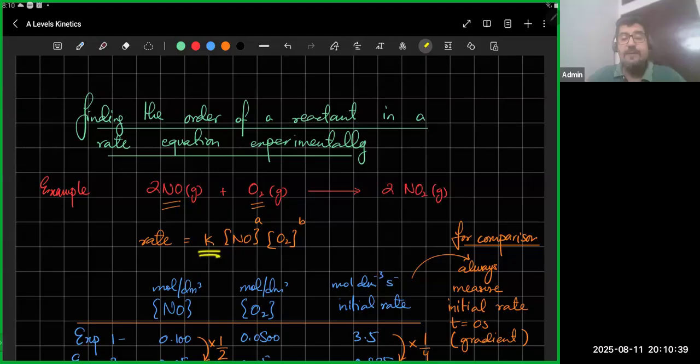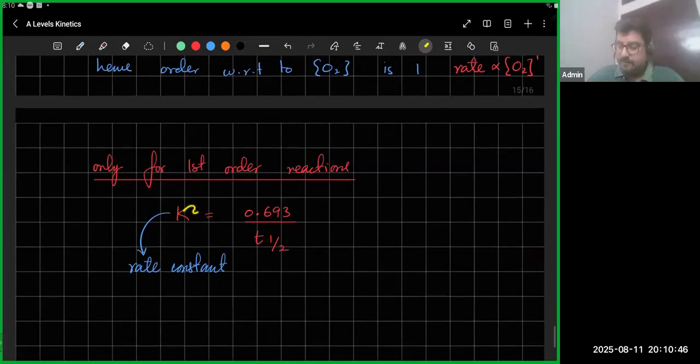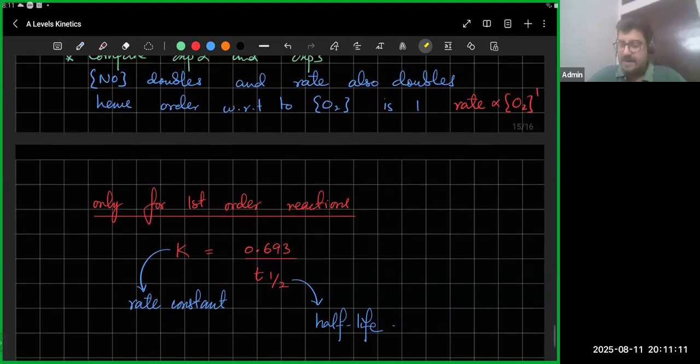So this k value, if it's a first order reaction, could be calculated using this method, where t half is the half-life. The half-life is the time taken for the concentration to decrease by half. If you know that, the graph we didn't do at the start, you can calculate the rate constant k. Now there are two ways of finding the rate constant k.